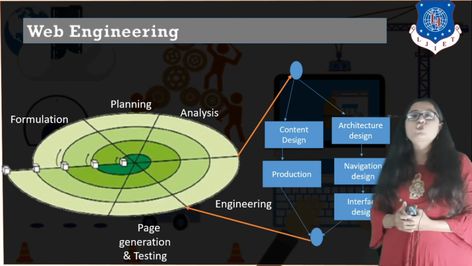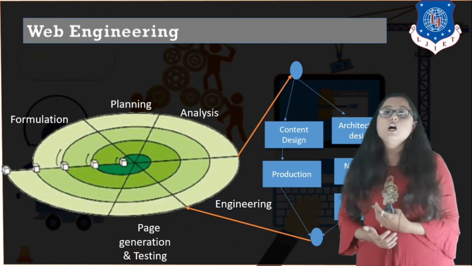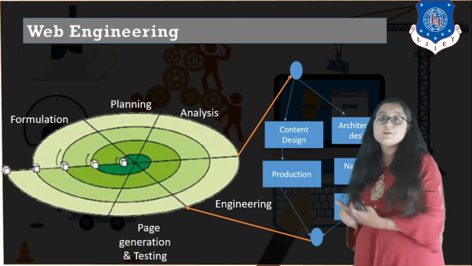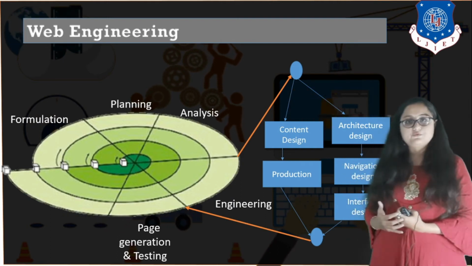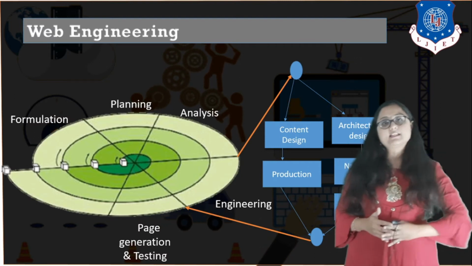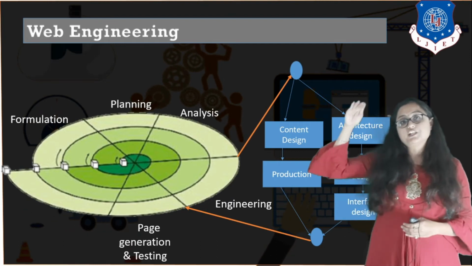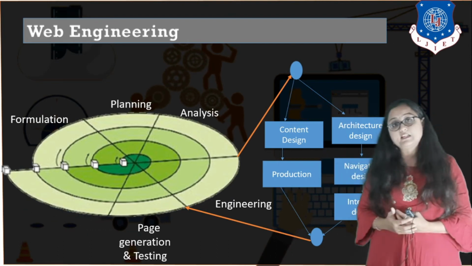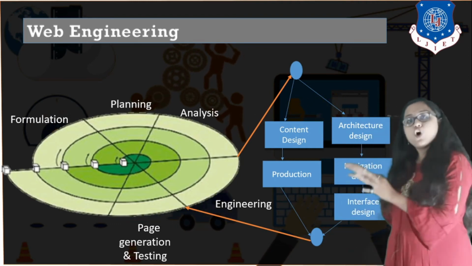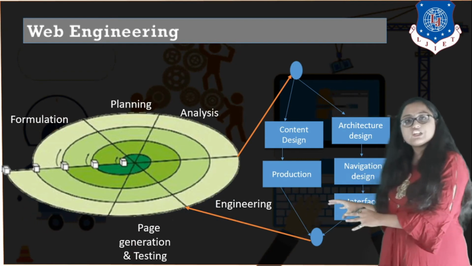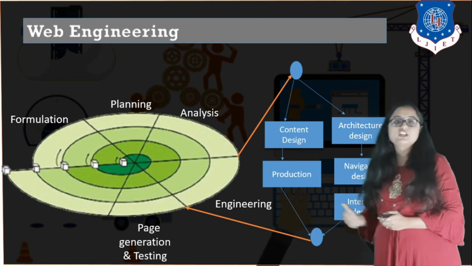So after coding, what is performed? Obviously after coding, testing is performed. Rigorous testing of navigation is performed, rigorous testing of aesthetics is performed, rigorous testing of content is performed, right? We have already seen in the testing chapter web application testing, and we have also seen what the different testing criteria for testing web applications are. You may recall that in that chapter, right? So all the testing related to web applications is performed after the coding is done, right? So that is the phase, page generation and testing.